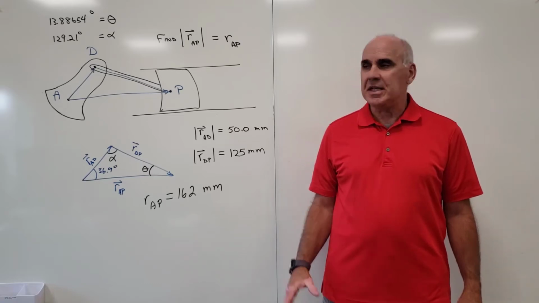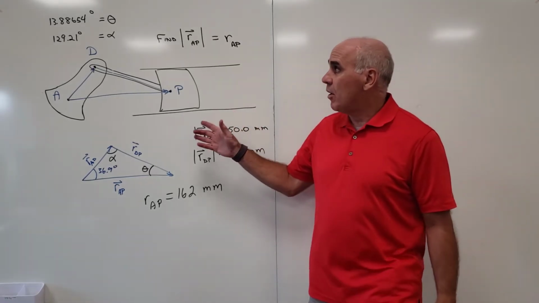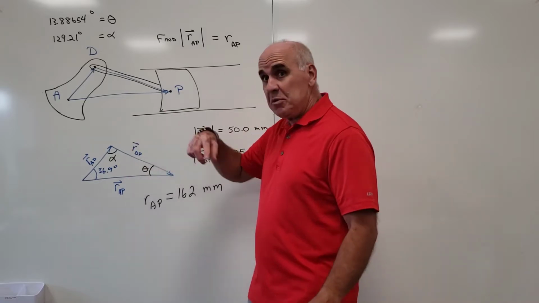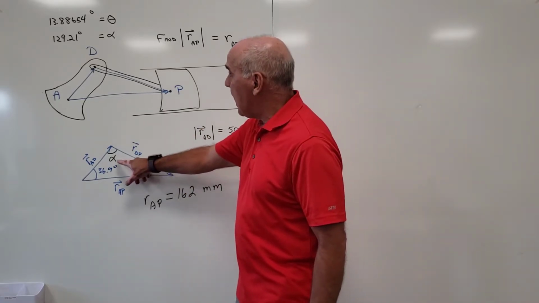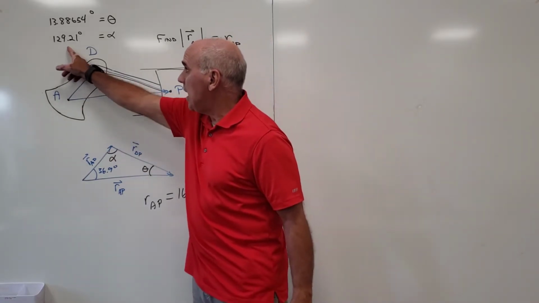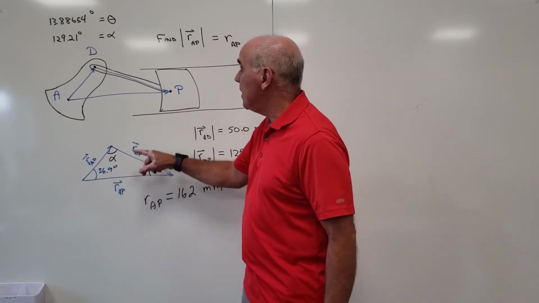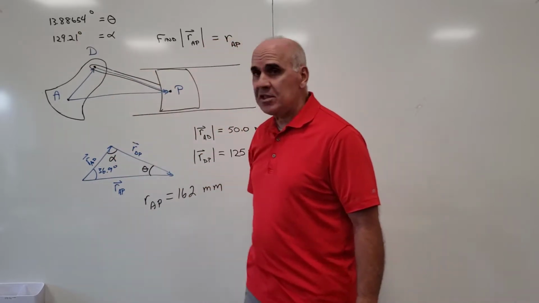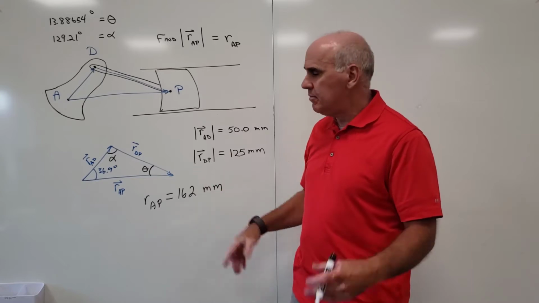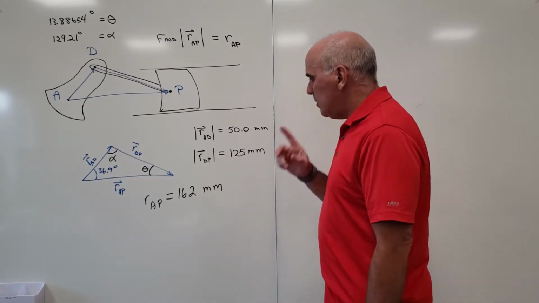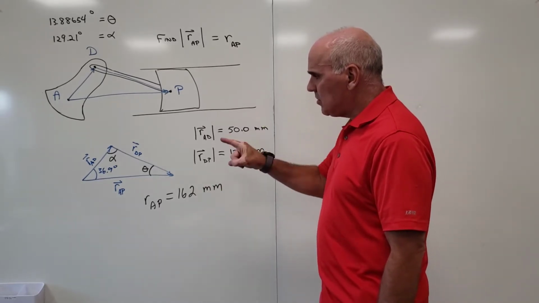Welcome back. Let's take a look at this problem again. We've already discovered from the previous video that alpha was 129.21 degrees and theta is 13.88654. Lots more digits than I need, but I'll spit them all out there anyway. Okay, I want to solve this problem.